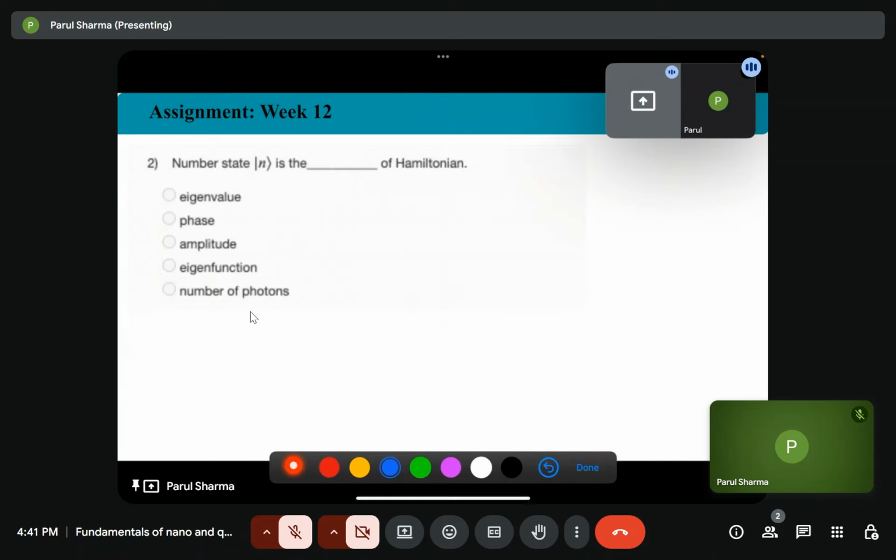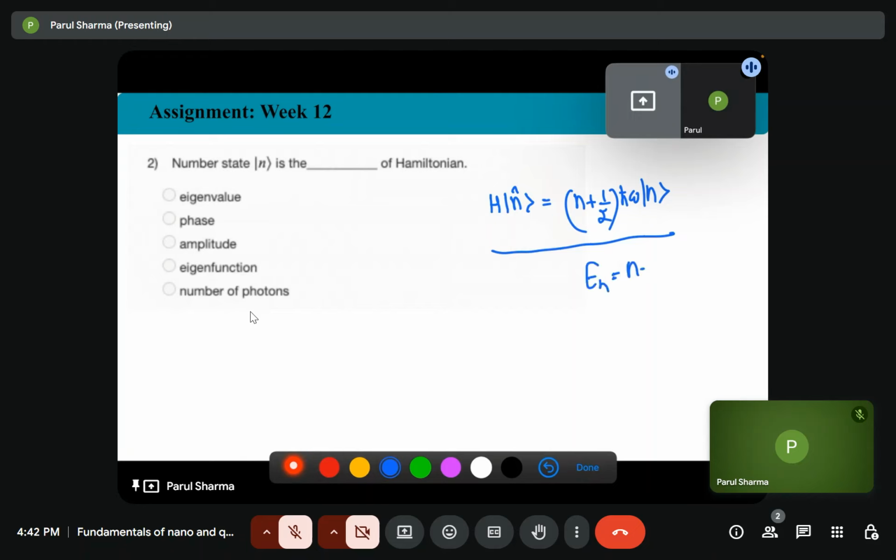Next question is: state n is the eigenfunction of which Hamiltonian? So we found that when applying H on n, it was giving us (n plus 1/2) h-bar omega n. It means the eigenvalue equation is satisfied, and that's why n is the eigenstate of the Hamiltonian. So option 4 is correct.